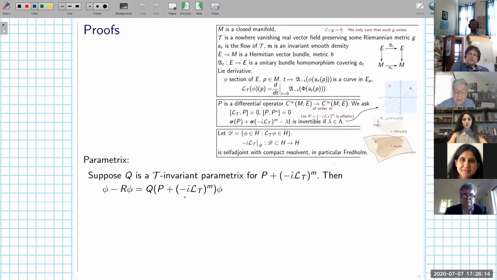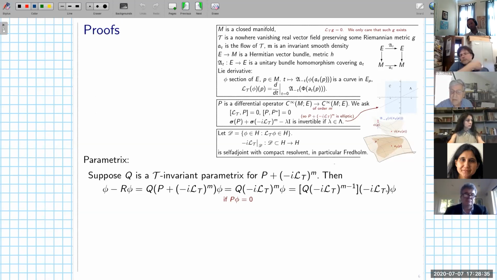So QP plus that applied to phi equals phi minus RP. If phi is in the kernel of P, which is what is of interest to me, then the P phi disappears. I only get this part. And then I can reshuffle the thing, separate one factor like that, and put the rest like that, and then I get in this way a left inverse for my operator.